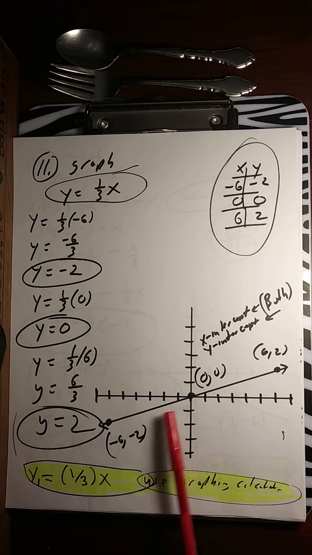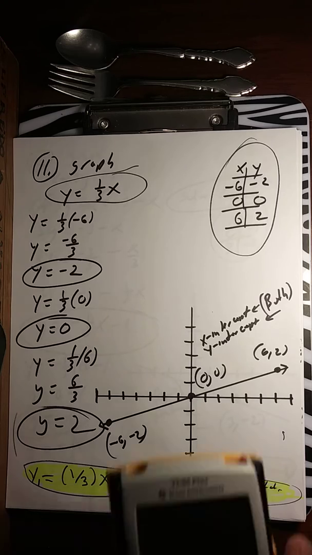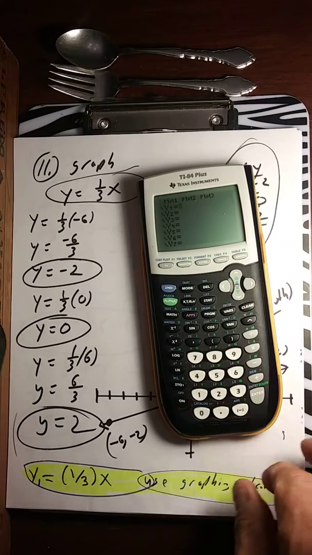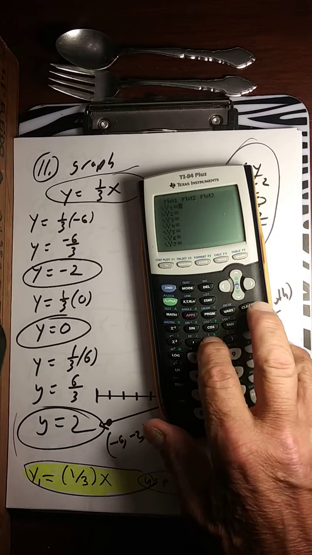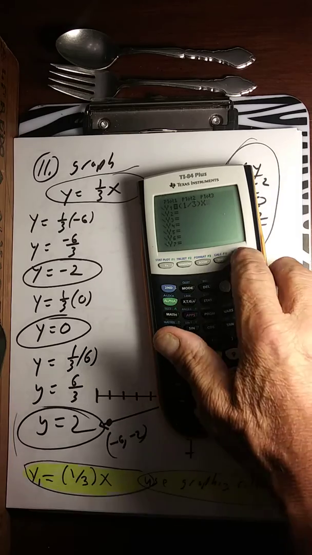So there it is. Or using the graphing calculator, again. Okay. Let's put this in there. 1/3 x. So we're going to have parentheses 1 divided by 3 x and hit graph.